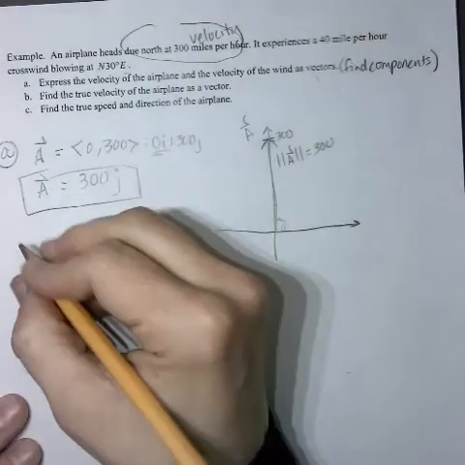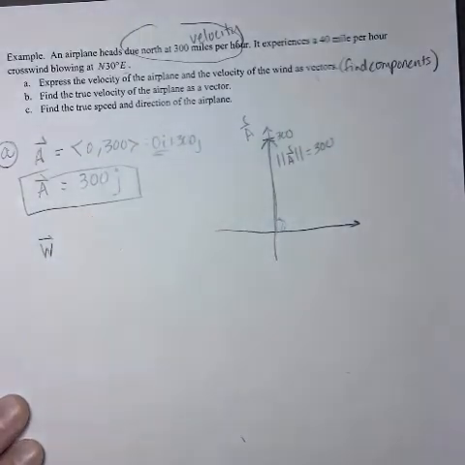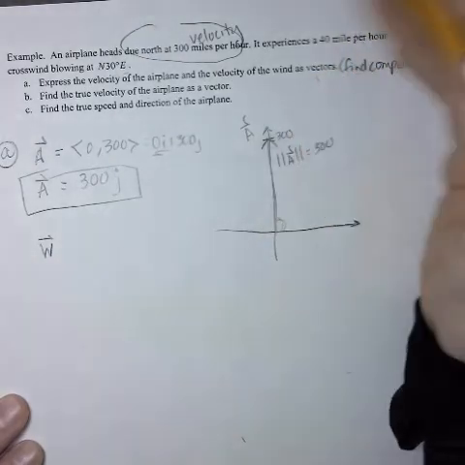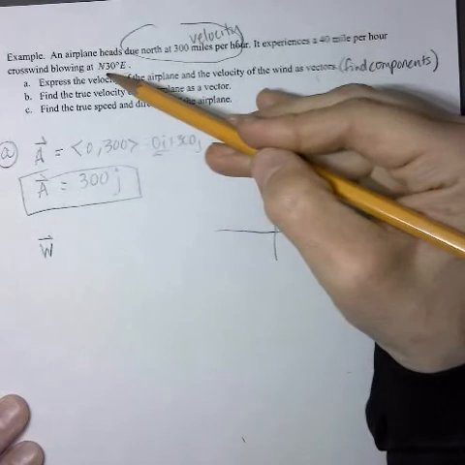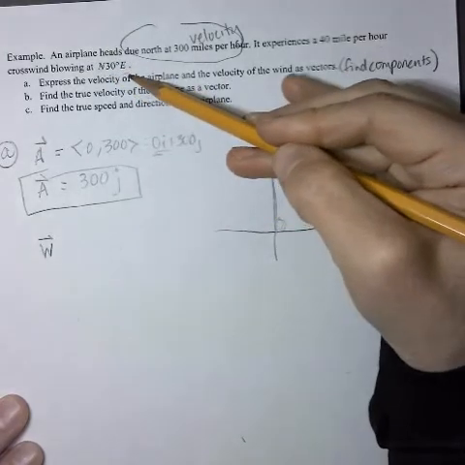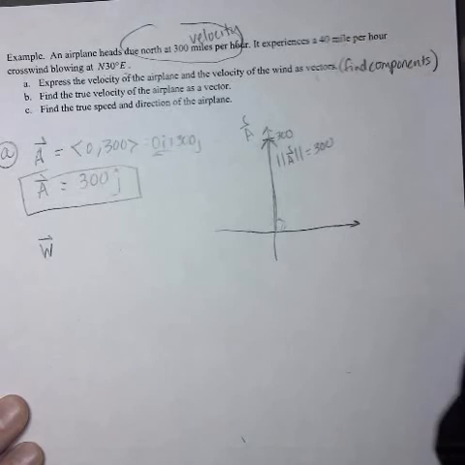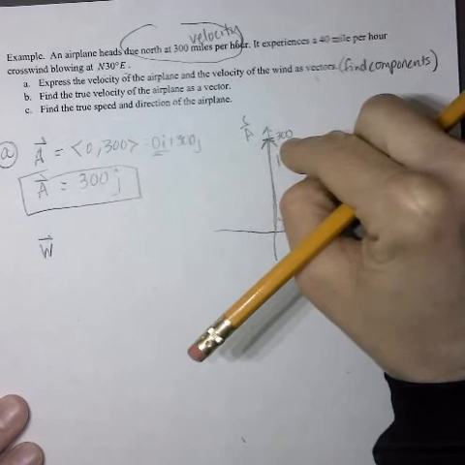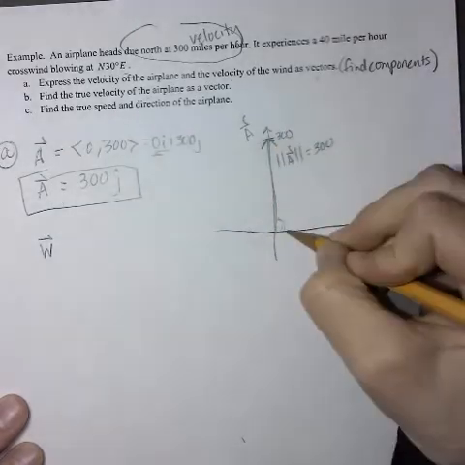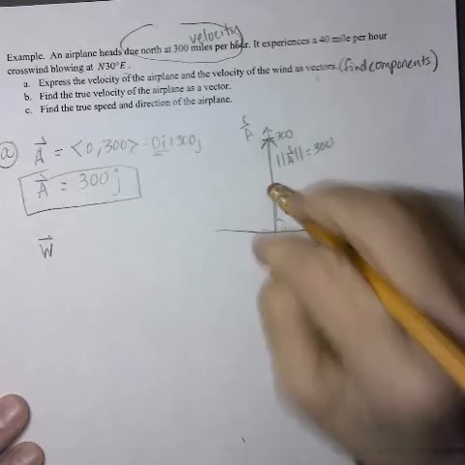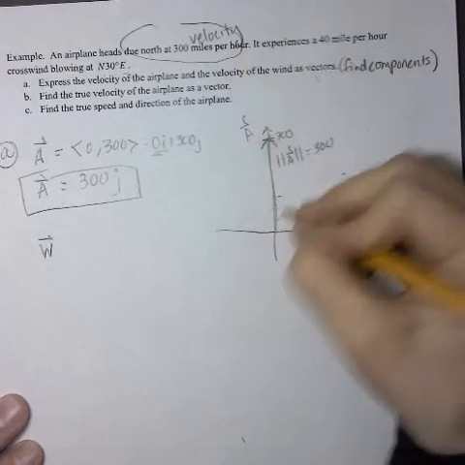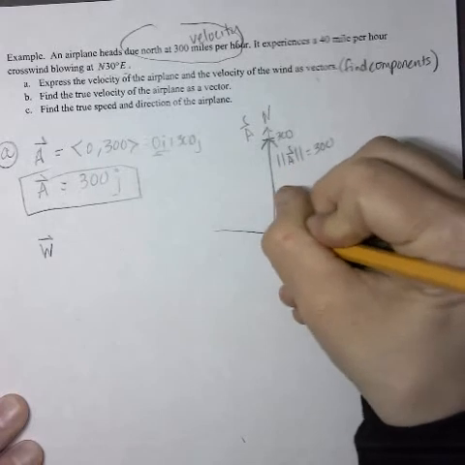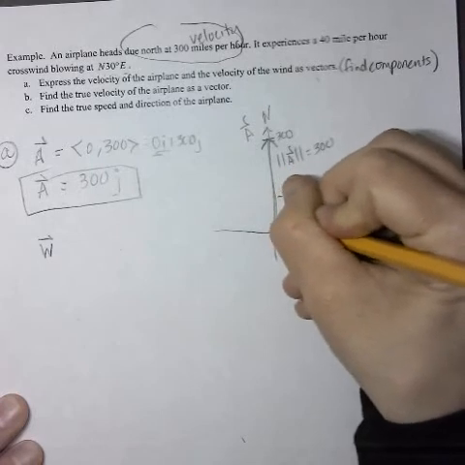For the wind, it's a little harder because it's not going along an axis. The wind is blowing at north 30 degrees east, 40 miles per hour. So the length of that vector is going to be relatively short compared to the 300 I have here. And north 30 degrees east, we would measure 30 degrees from north. So here's 30 degrees from north. So here's the wind, right? It's a pretty short vector.